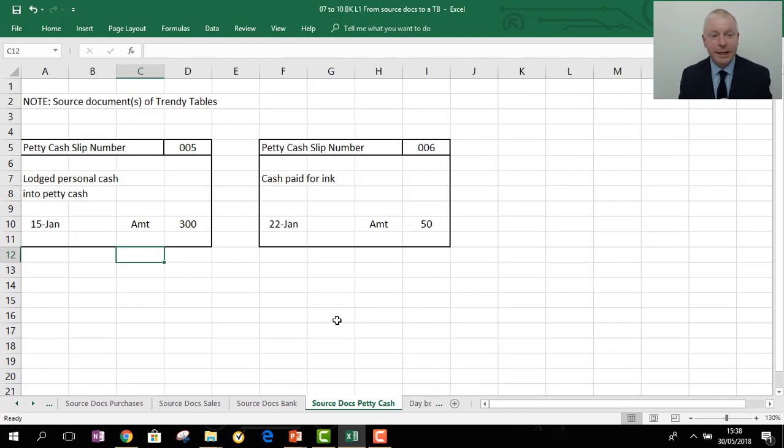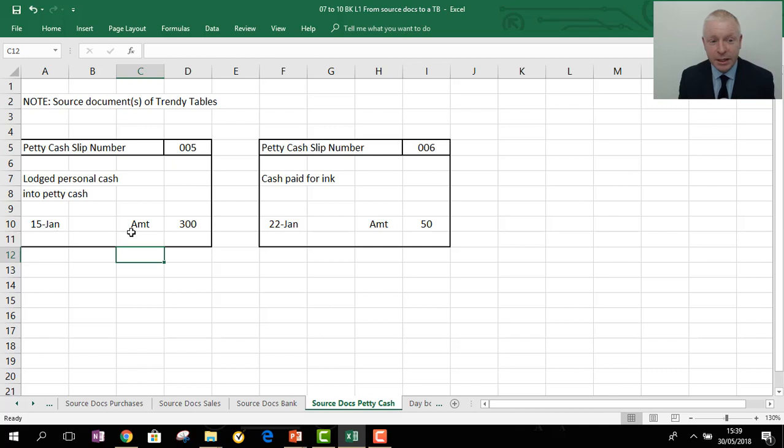Next one up, we're going to look at petty cash. And here we have an example of 2 vouchers. They're called petty cash vouchers. And in the first one we can see over here, there was monies lodged in, and it says lodge personal cash into petty cash. So that's where the owner of a business puts in a sum of money into the petty cash tin to be spent on miscellaneous items.